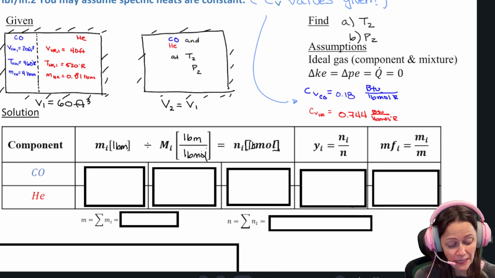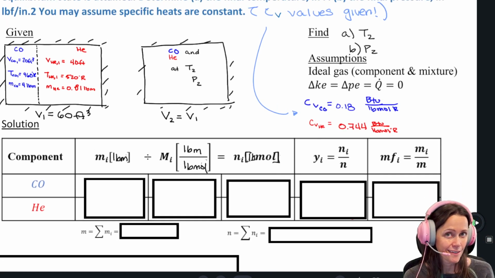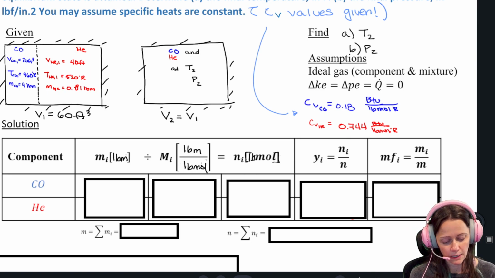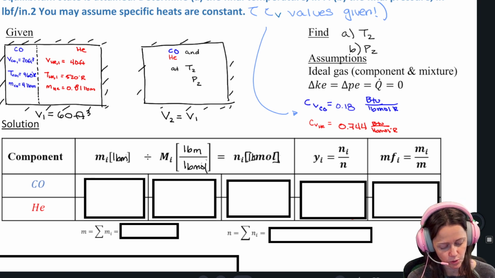Again, if it's not obvious how to get that CV or CP, and you can't easily get it from A20, then you would expect me to give that value to you.